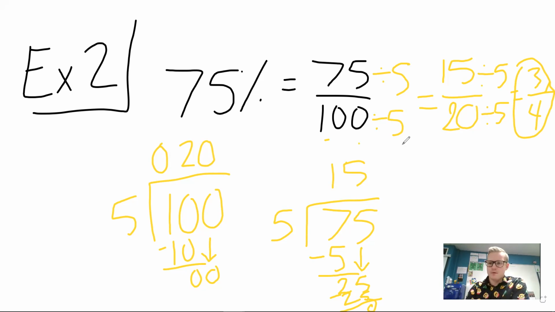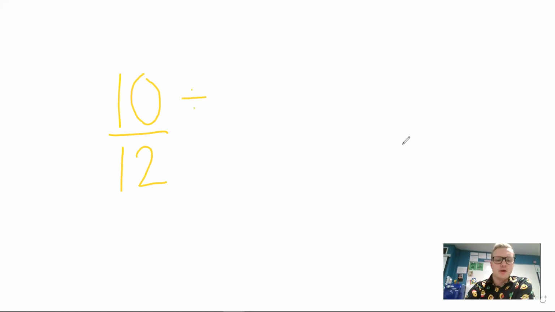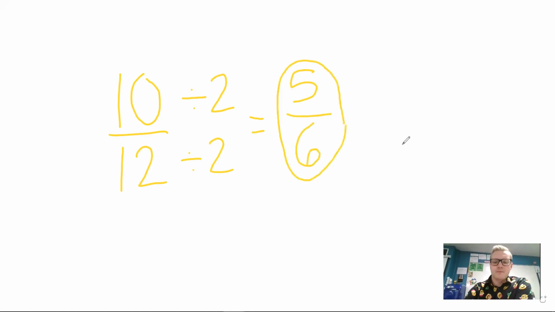All right. Let's look at another one similar to that. So let's say I have 10 over 12. So both those numbers are divisible by 2. So let's divide both top number and bottom number by 2. 10 divided by 2 is 5, and 12 divided by 2 is 6. So 5/6 would be my reduced fraction there. Now, how do I know they're both divisible by 2? Both 10 and 12 are even numbers.